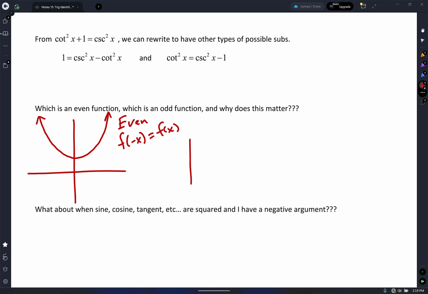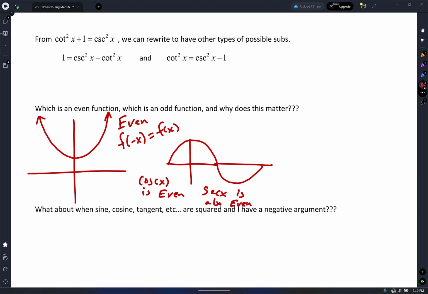What's an even function? Well, let's see. Cosine looks like this. So cosine's an even function because it's symmetric right on the y-axis. Does that make sense? So cosine x is even. If cosine is even, that means so is its reciprocal. What's the reciprocal of cosine? Not sine. Secant. Secant x is also even. Does that make sense? Nothing crazy, right?